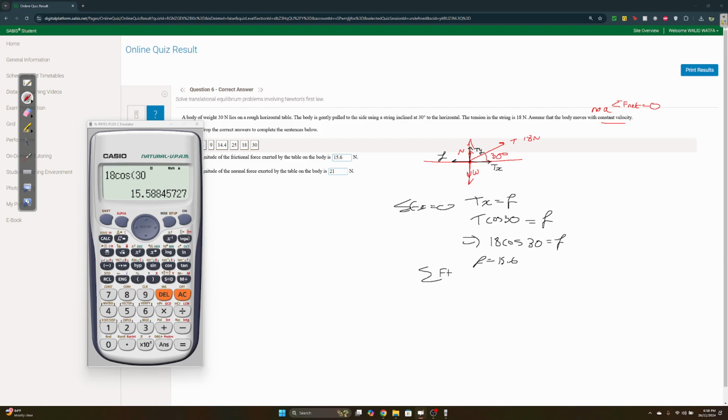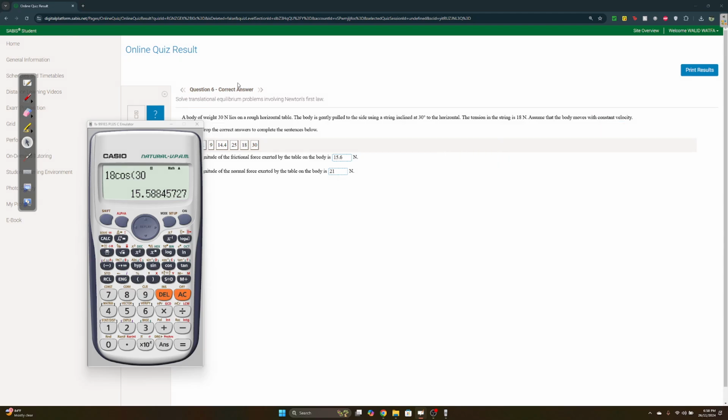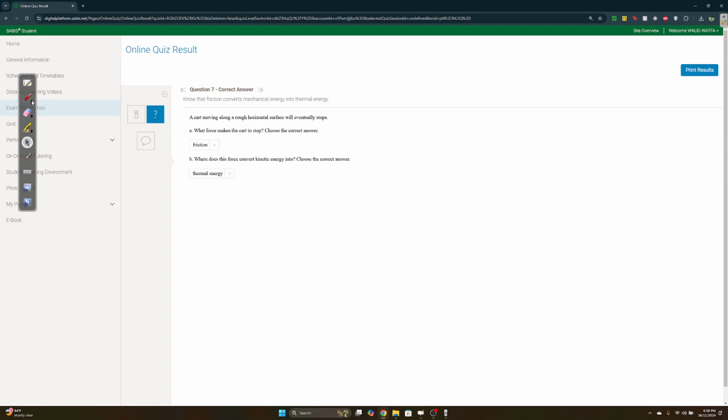Sigma Fy is also equal to 0, right? So Ty plus n is equal to w. Right. Okay. Ty is 18 sine 30. N here we're trying to find. W is equal to mg, right? Oh, they gave it actually, weight is 30. Okay, so of course you're gonna get n is equal to 21. Solve this equation. I won't solve it for you. You know how to solve. Okay, you'll get 21. I know, it's obvious.